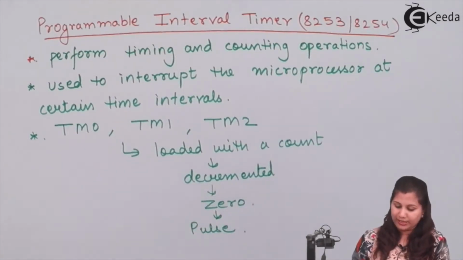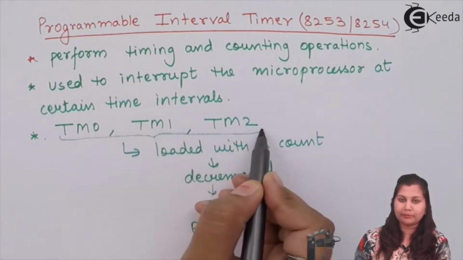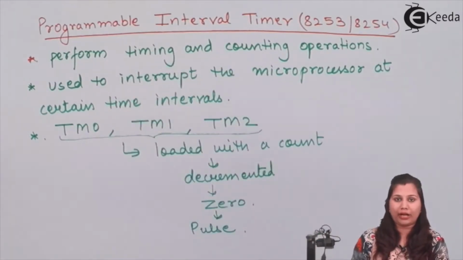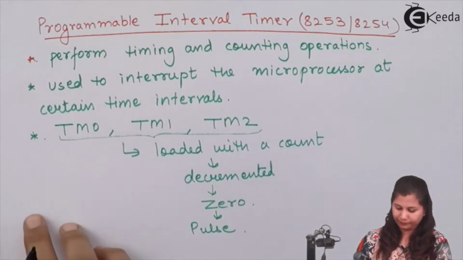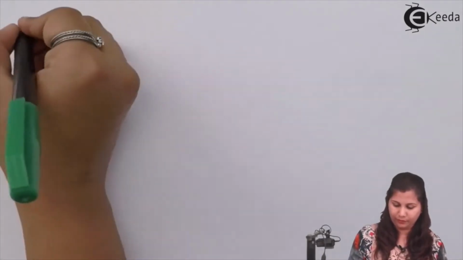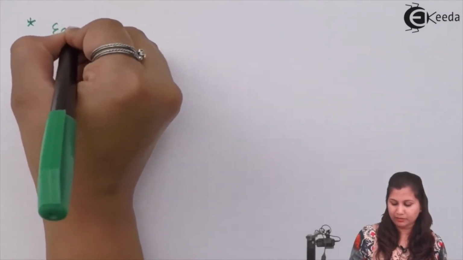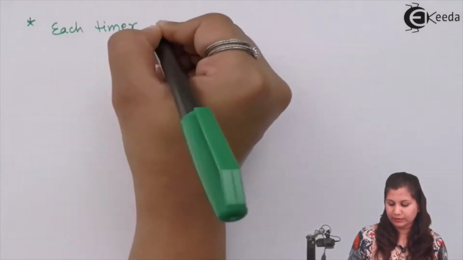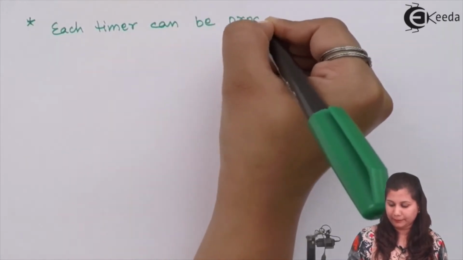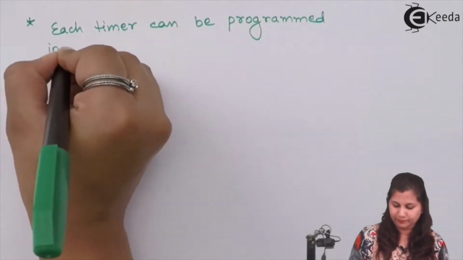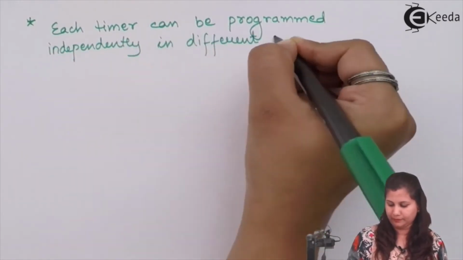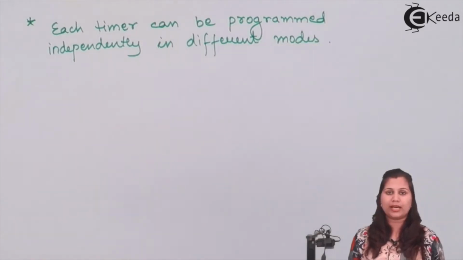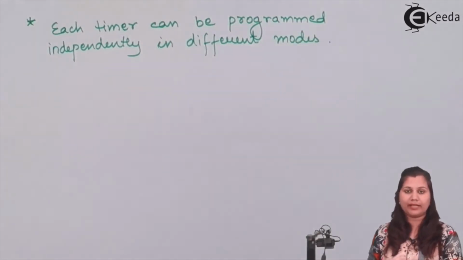Okay, now these timers of the programmable interval timer are programmable, and they can be independently programmed to work in different types of modes. So we can say that each timer can be programmed independently. So each timer can be programmed to work in different types of modes.